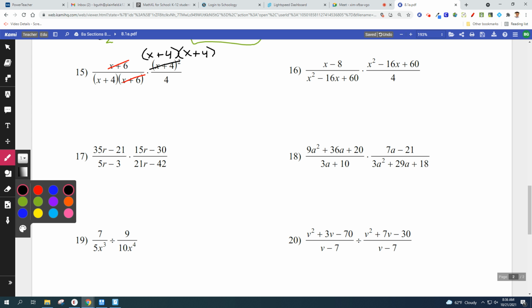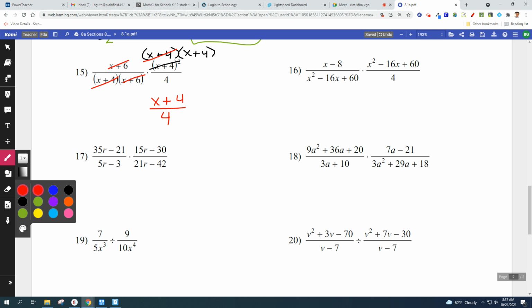But you do need to notice that there's 2 of them on top. And so if you're going to cancel an x plus 4, there's still going to be another x plus 4 left over. All right, we've got that x plus 4 left over. One of them anyway. One of them canceled, one of them's left. I've got x plus 4 over 4.